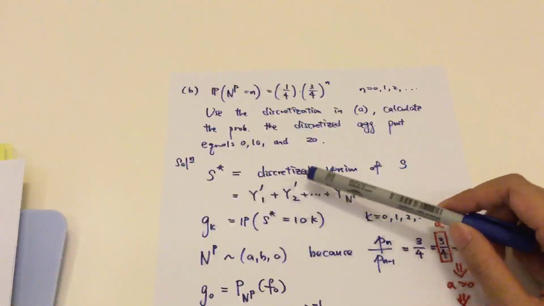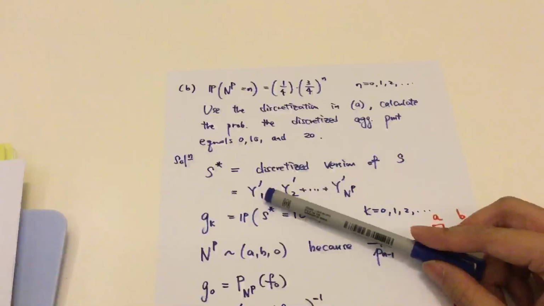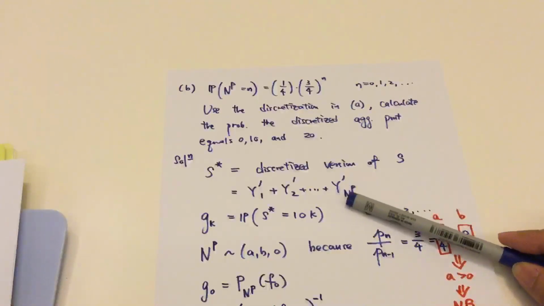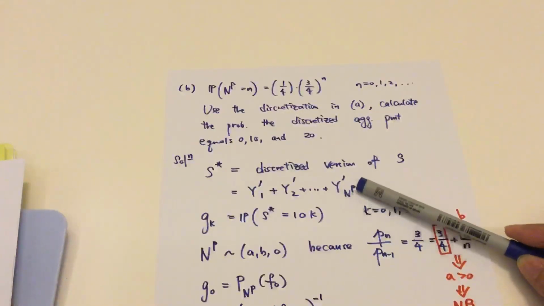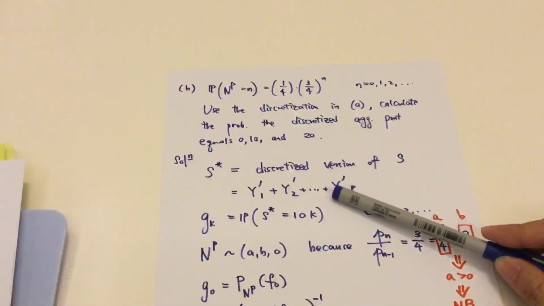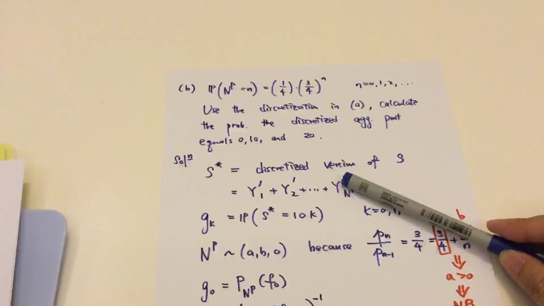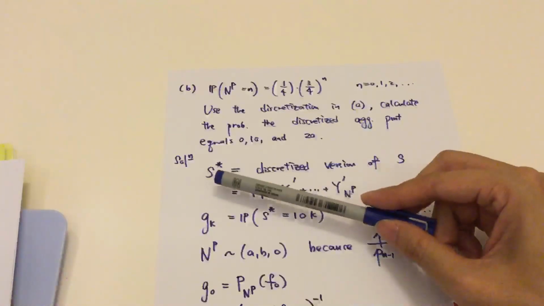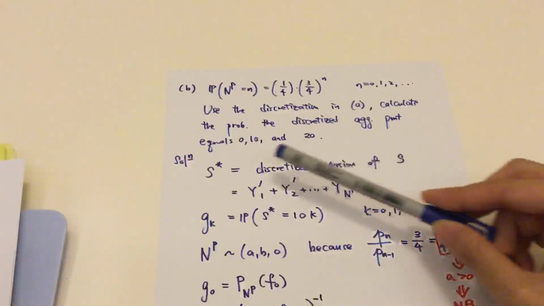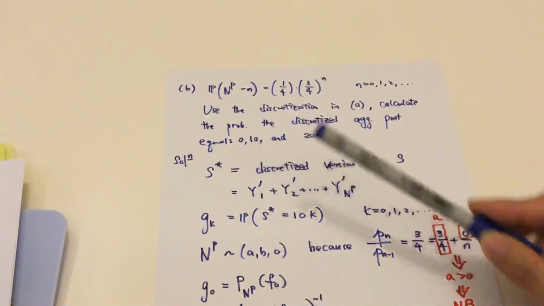So the discretized version of the aggregate payment becomes Y prime 1 plus Y prime 2 up to Y prime N_P. So N_P is still the same. Okay, so N_P doesn't change, but each Y_P, the original continuous Y_P, is now replaced by this discrete Y prime. So now we try to use this S prime to approximate the original S. And I want to find the probability that this S prime equals 0, 10, and 20.